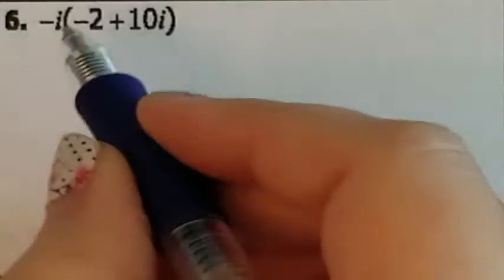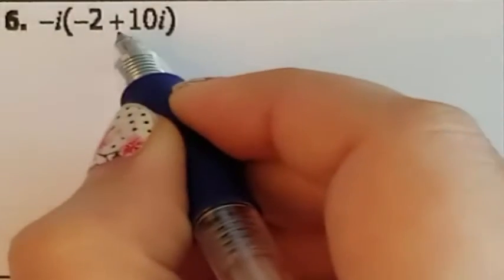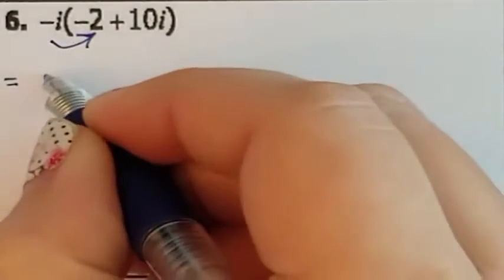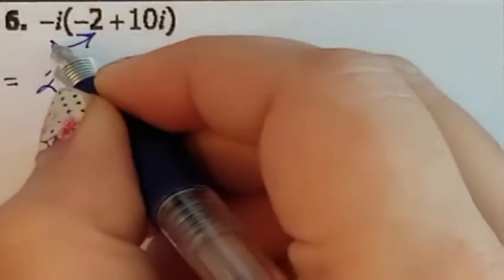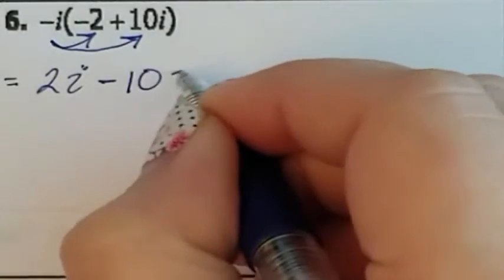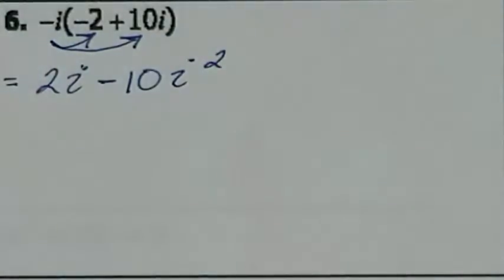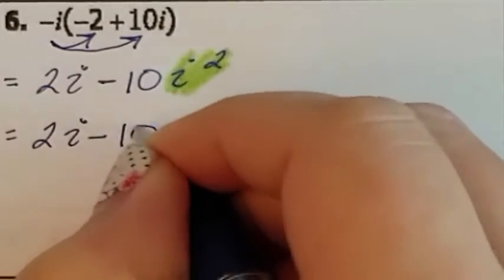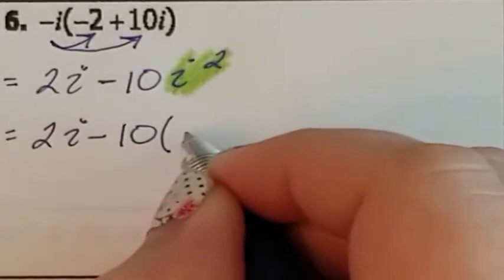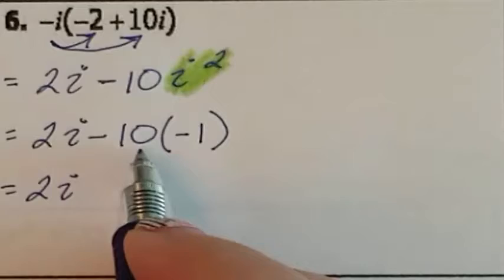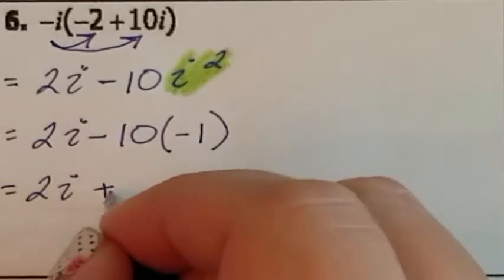Problem number 6. We had negative i being multiplied to the entire parenthesis. So negative i times a negative 2 is a positive 2i. Negative i times a positive 10i is a negative 10i squared. Now i squared can be simplified as negative 1. So this is a 2i minus 10. That 10 is being multiplied to a negative 1. So I have 2i minus 10 times a negative 1 is a plus 10.